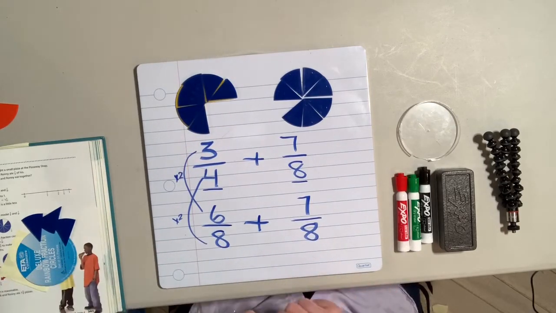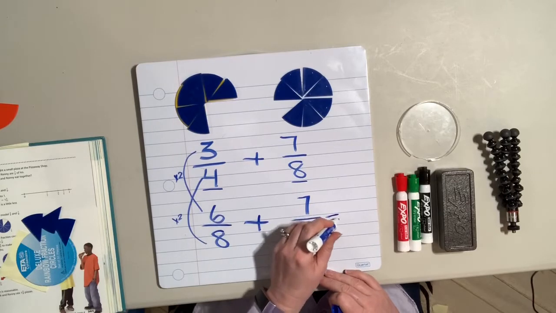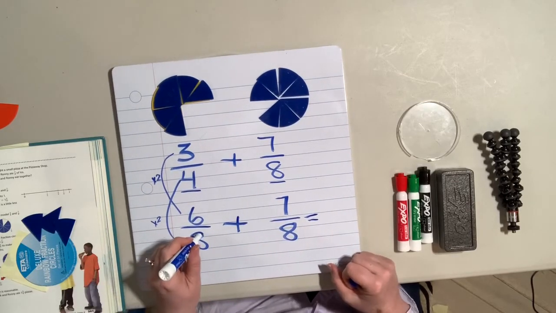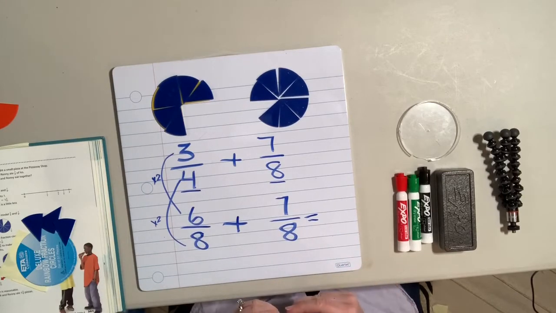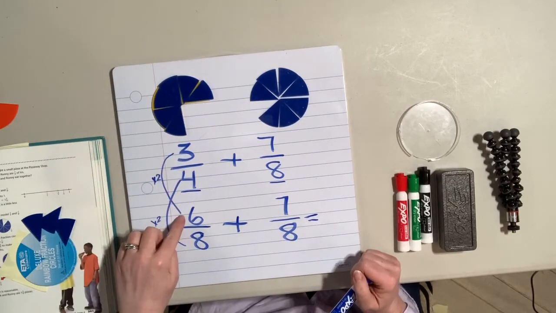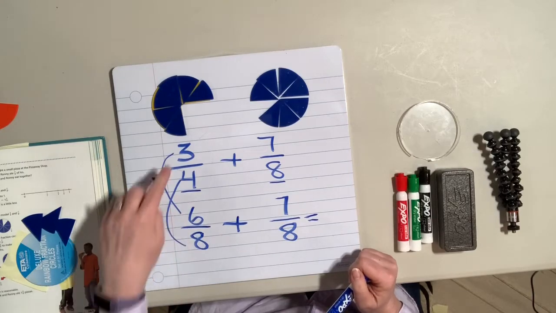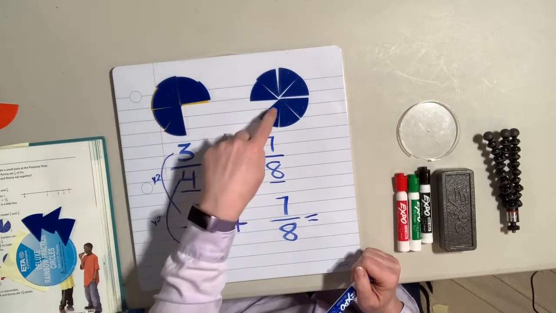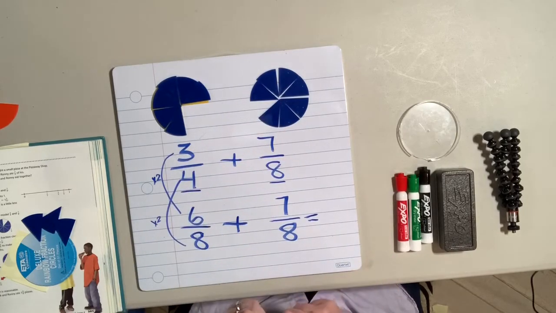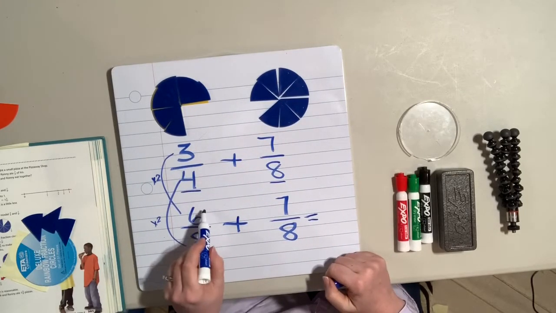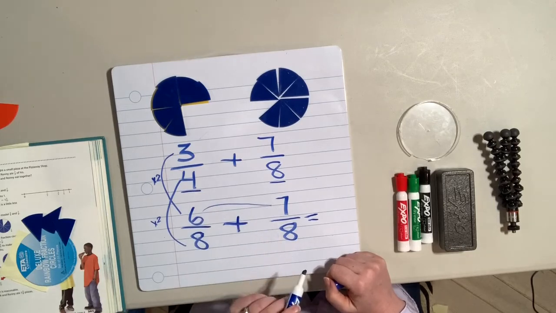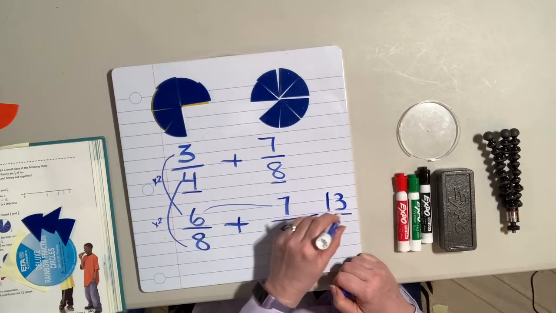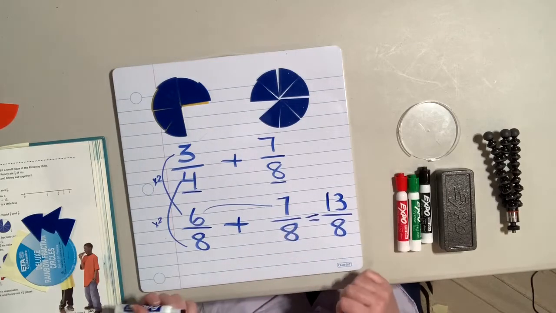Now, when you add fractions, you only add the numerator. You never add the denominator because the denominator is telling you what the fraction is. The top says how many of these you have. So in this case, you have 6/8, and in this case, you have 7/8. When you add them together, you only add the numerators. So 6 plus 7 is 13. So you would have 13/8.